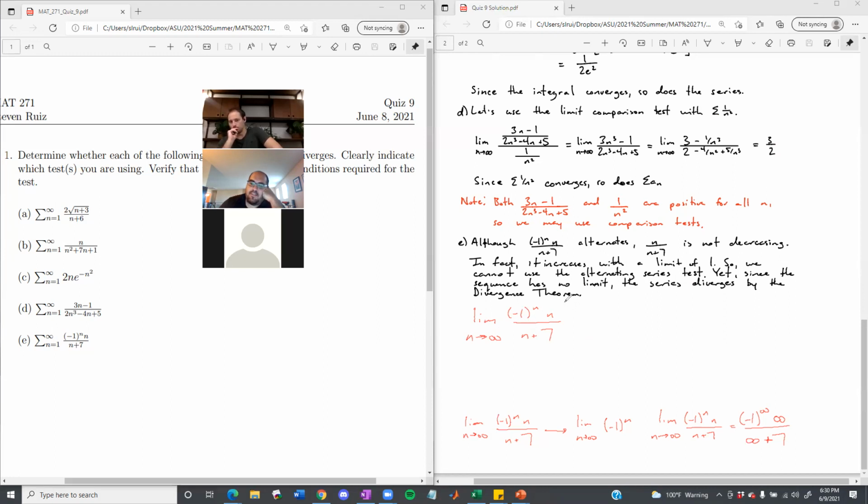So what I'll do with the rest of this, and you've seen me do this a few times now, is eliminate all of my positive powers of n. So I'm going to divide numerator by n, divide denominator by n. Then I can replace what I started with by -1 to the n times 1 over 1 plus 7 over n.